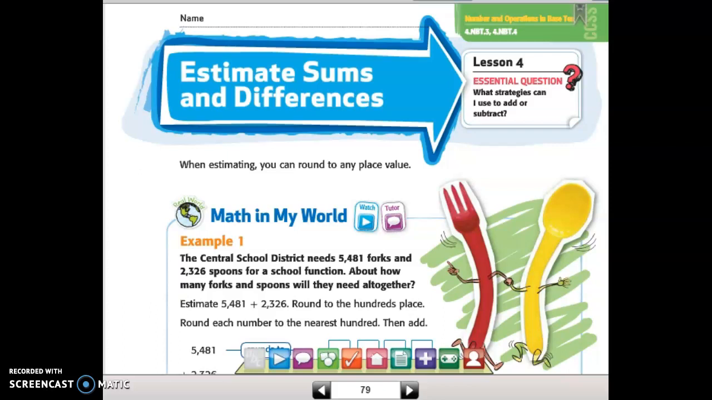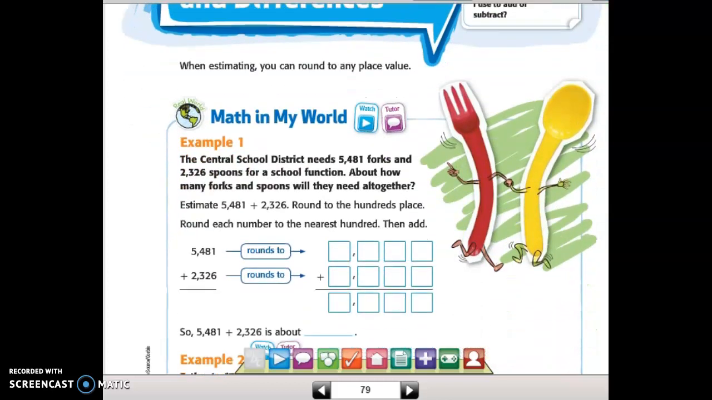Okay, we're on Chapter 2, Lesson 4. Our essential question is, what strategies can I use to add or subtract? And our lesson is estimate sums and differences. Those words should instantly make you think sum is addition and difference is subtraction. And estimate should make you think rounding. So we're going to be rounding to estimate our sums and differences with this lesson.